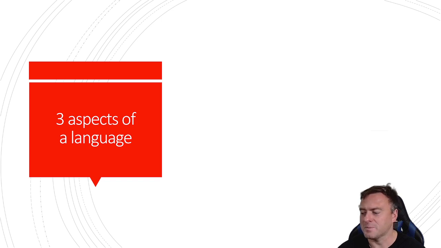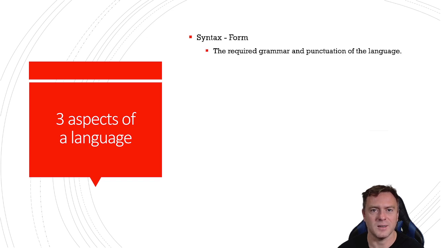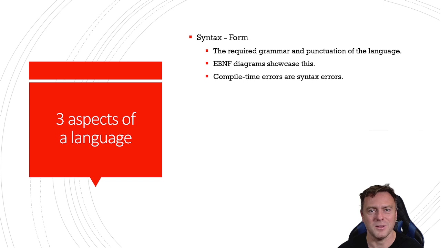There are three aspects of every single programming language. There's syntax, which is the form. So this requires the grammar, punctuation of the language. So if there's a missing semicolon, the indentation's not working, that is a syntactical issue. EBNF diagrams can help showcase that to get your head around it. I'd highly recommend having a look at those. And then you get compile time errors like syntax errors. So anytime you run the compiler, it generally gives you a little feedback once you press that play button.